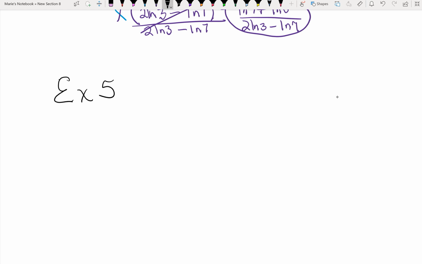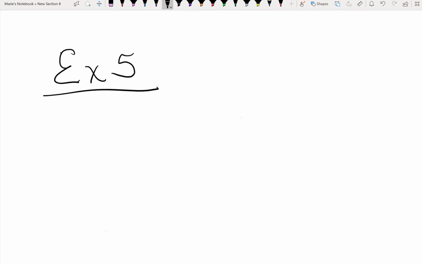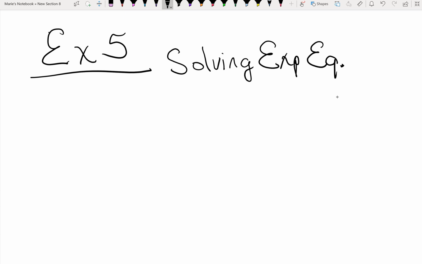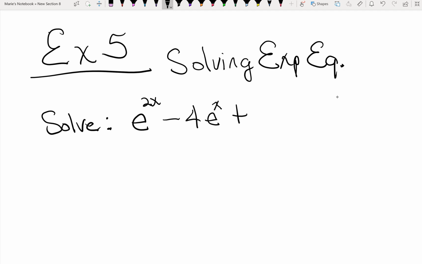So example 5, it is the same question again. So we're still solving, it's just another type. So we're solving, again, an exponential equation. And so we're going to solve e raised to the 2x minus 4e to the x plus 3 is equal to 0.